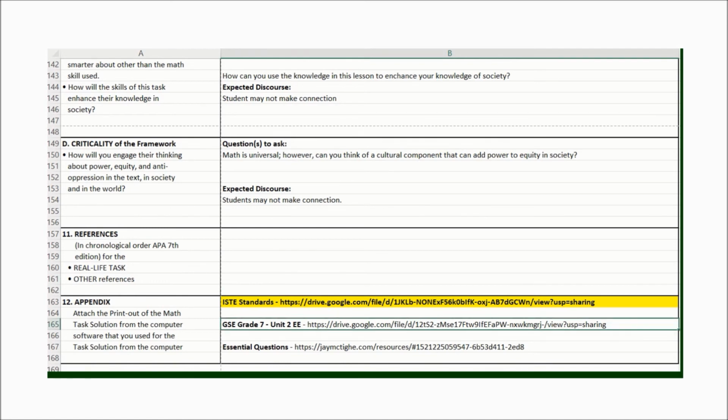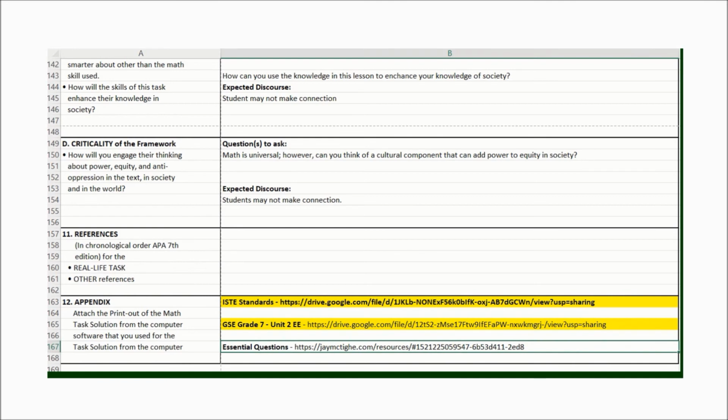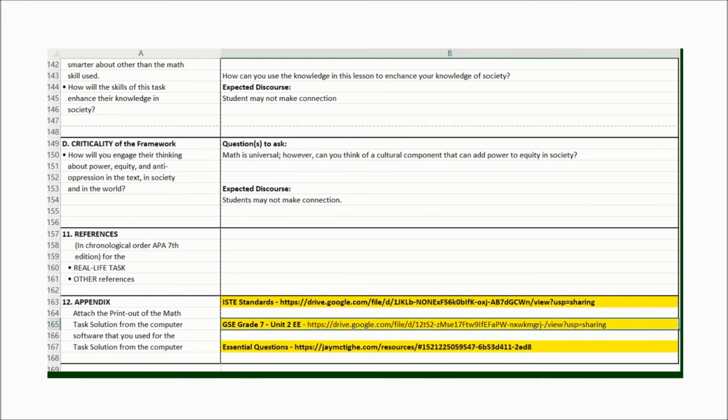Here are the links that I pulled all my information from. My standards, as you can see, the top highlighted link, the ISTE standard. Here is where I got my essential question, that website. And that's it for my lesson.